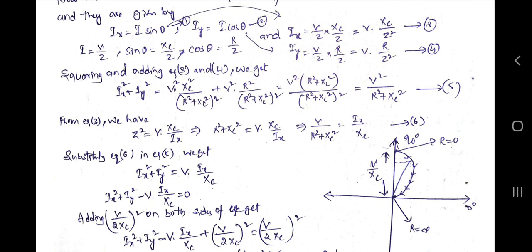And from the above equation 3, we take Z square equivalent to V into Xc by Ix. So now we take R square plus Xc square, and V into Xc by Ix, which is equivalent to V by R square plus Xc square, which is equal to Ix by Xc. Now substituting the above equation 6 in equation 5, we get Ix square plus Iy square, which is equal to V into Ix by Xc.